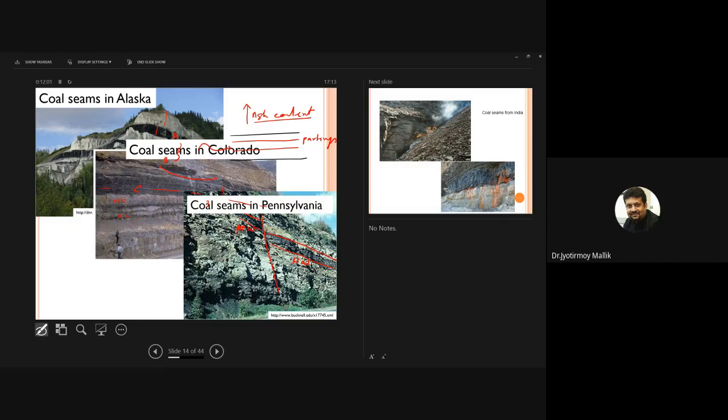Okay, here is another coal seam, of course. Okay, and these are non-coaly layers.